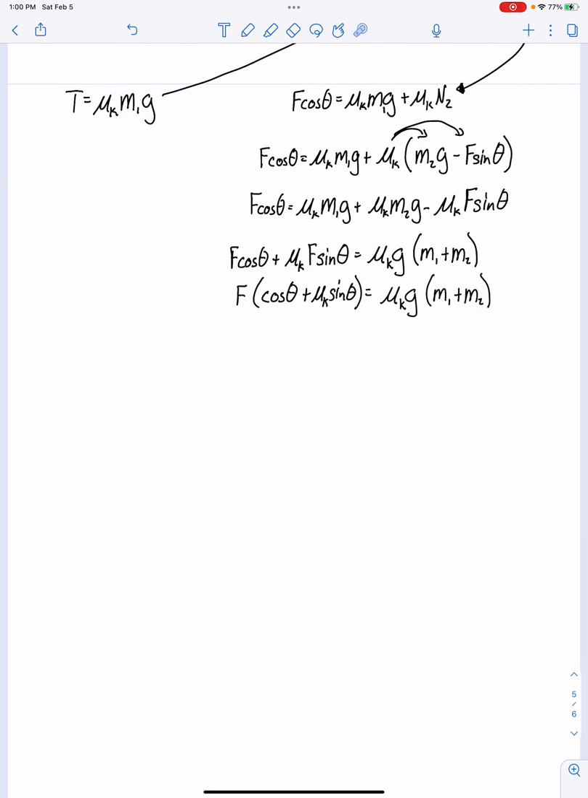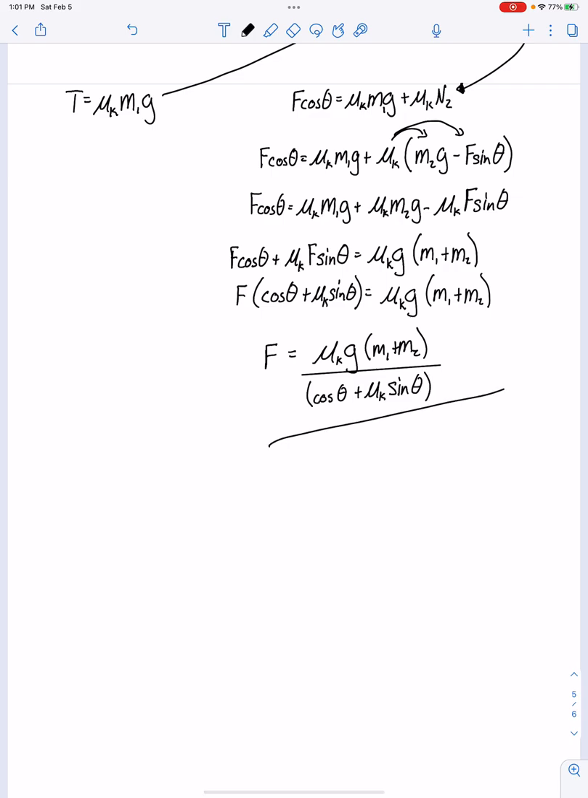And now I simply divide by this term inside the parentheses, and I get a final expression for what F is. Our final answer is that F is equal to mu k times g times m1 plus m2, all over the cosine of theta plus mu k times the sine of theta, like that. And that is, in fact, our answer. Perfect.